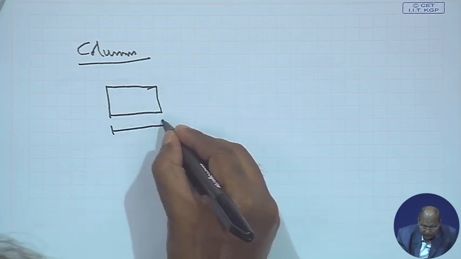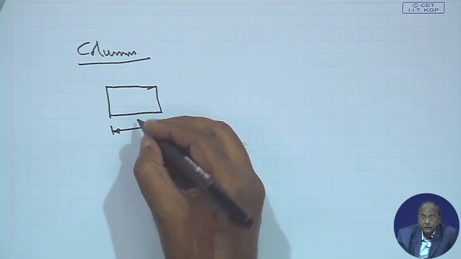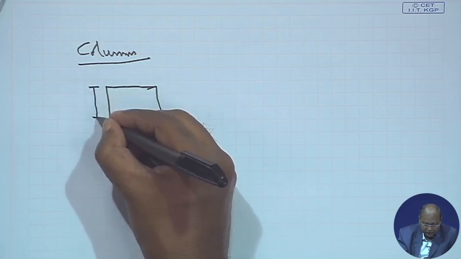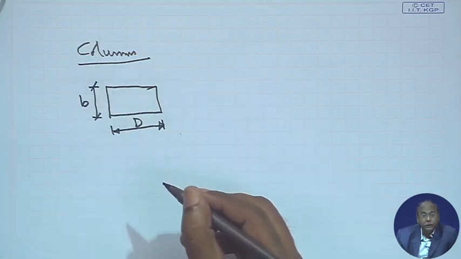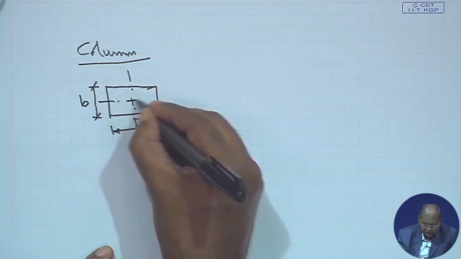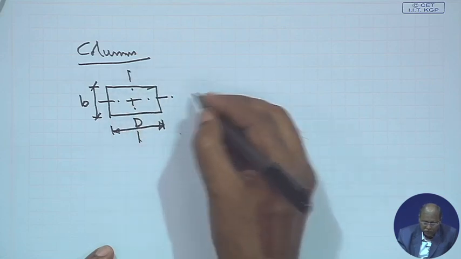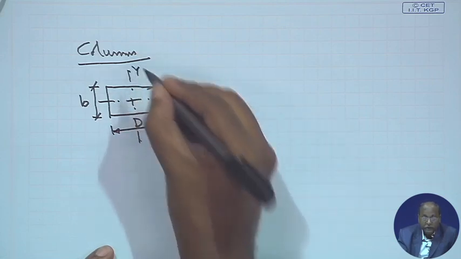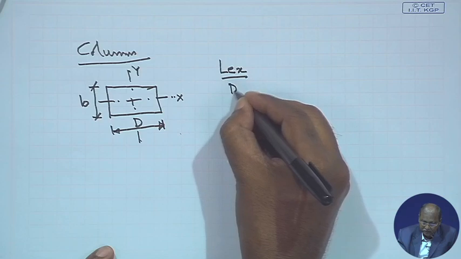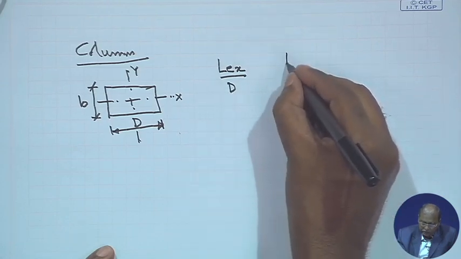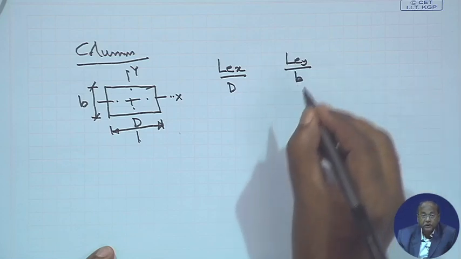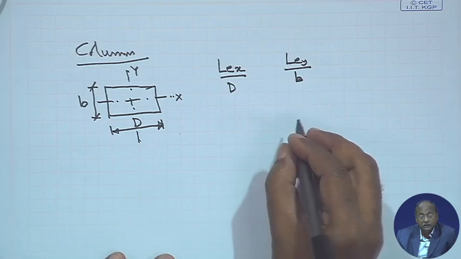Let us say this is depth D, and this is B, that width. Now there are two axes, x and y. You will find it written something like Lex by D and Ley by B, mainly in IS 456 and SP 16.